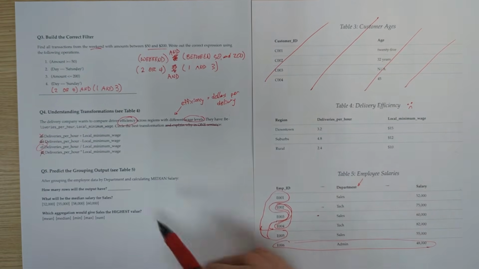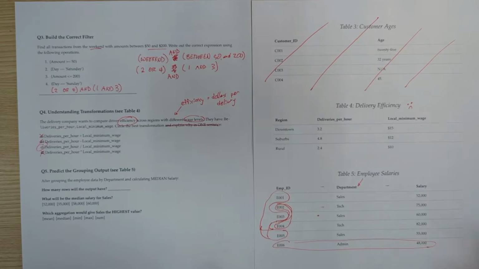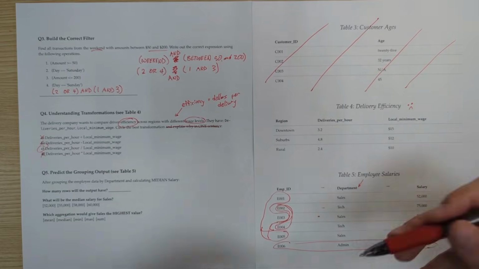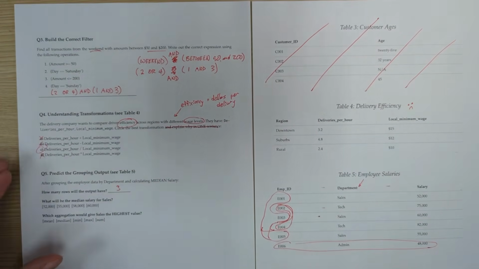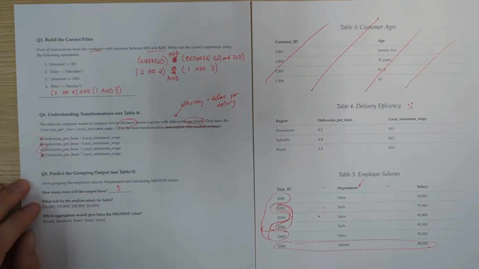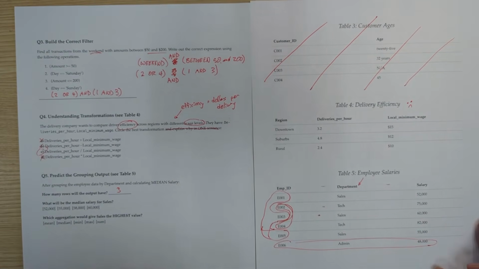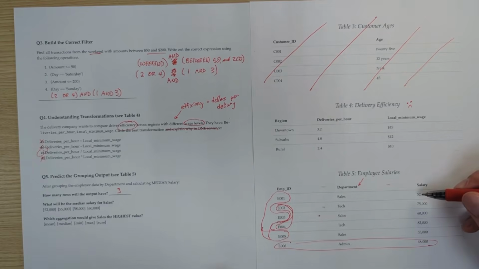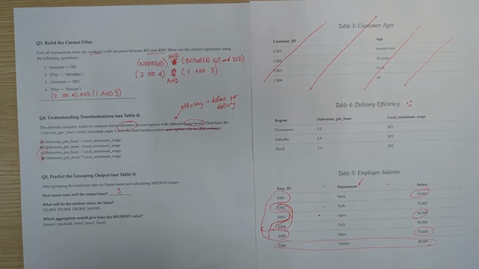So the question is, after we've done the grouping and then we've calculated the median salary, how many rows will the output have? Well, that's just going to be 1 row per group. So in that case, we have 3. Then what will the median salary for sales be? And so this is a place where you'd have to whip out your calculator. So here for question 3, we're looking at 52, 60, and 55.